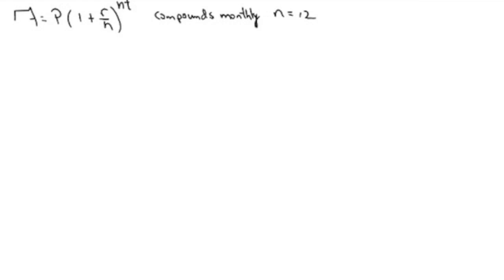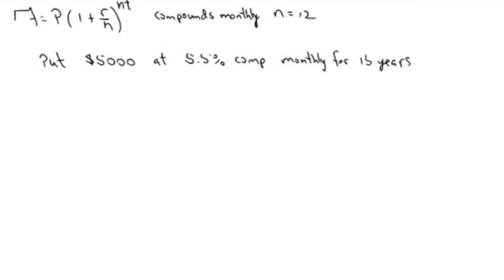So if I put $5,000 at 5.5% compounded monthly for 15 years, how much am I going to have? What does P stand for again? P is principal, which is how much money you start with. A is total amount, how much you end up with.